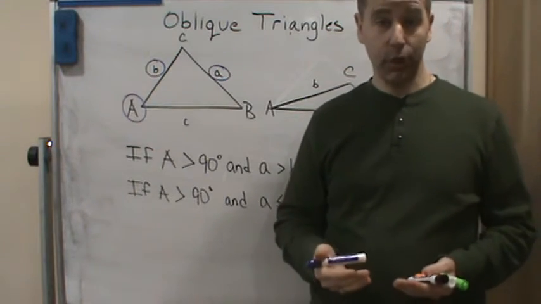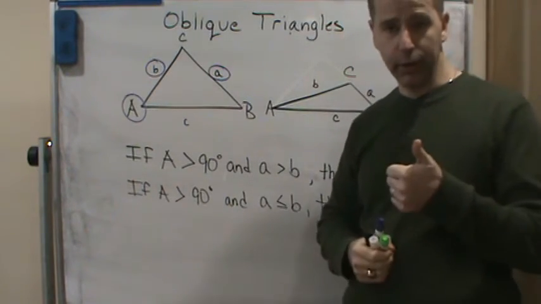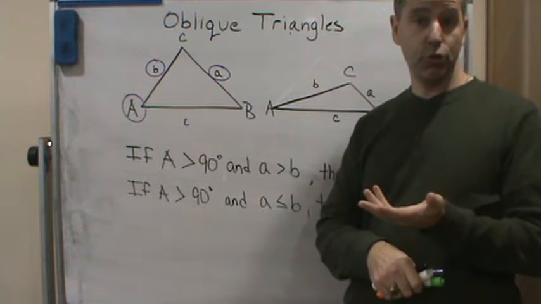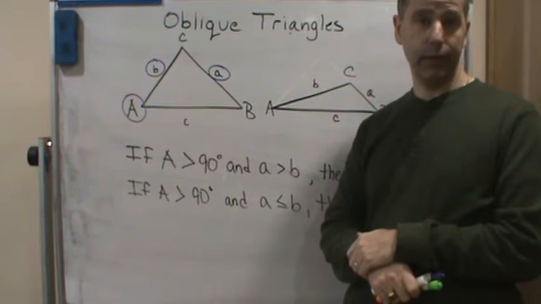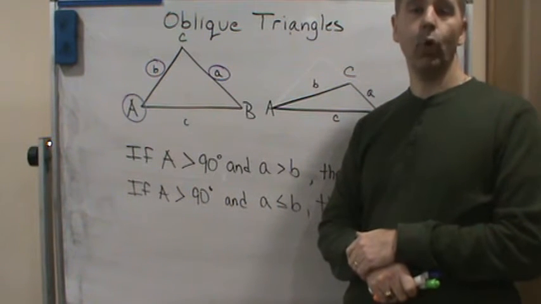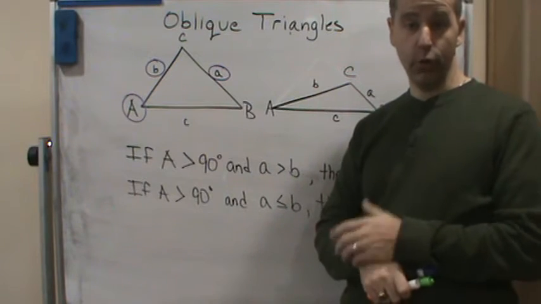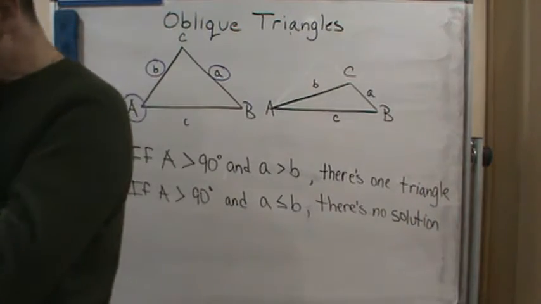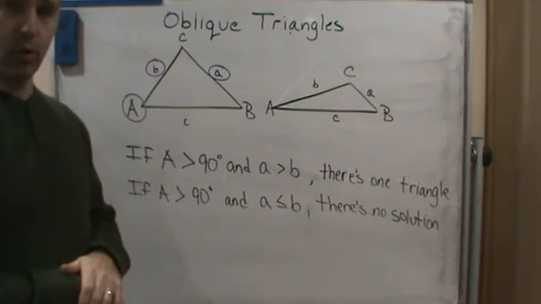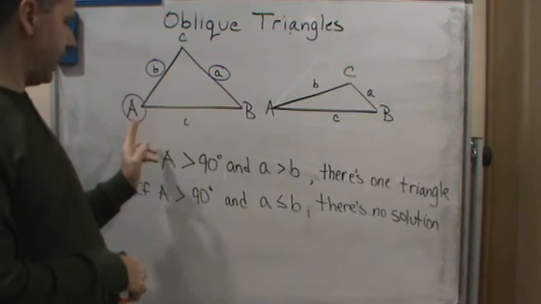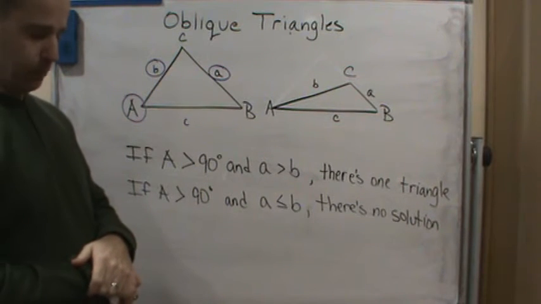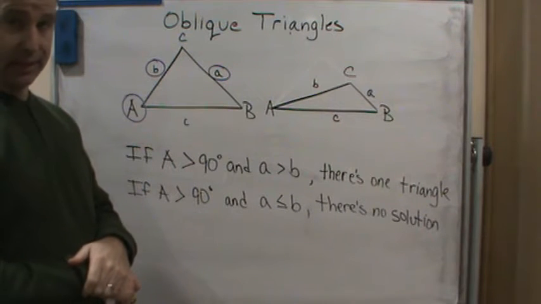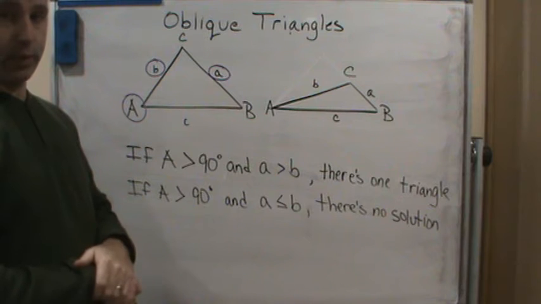In this case, we have three possible outcomes. We could have one triangle, one solution. We could have two triangles, two possible triangles, or we could have no triangles, or no solution. Okay. Now, this is called the ambiguous case. So whenever you know two sides and an angle across one of the sides, it's considered the ambiguous case because it could be one of those three outcomes.